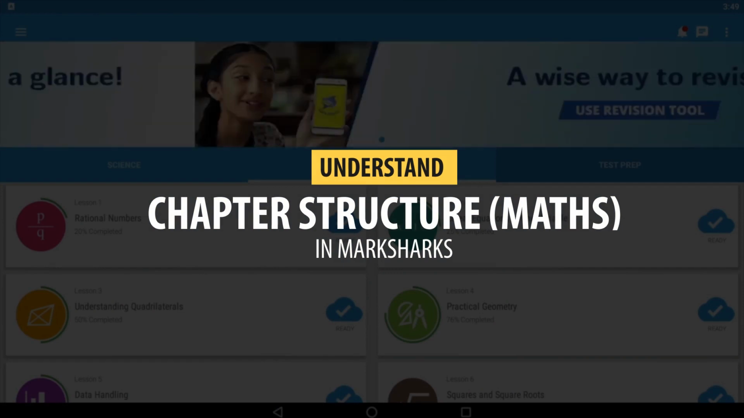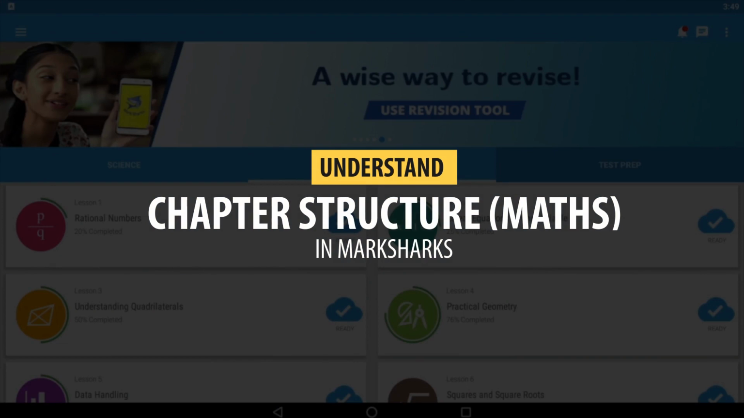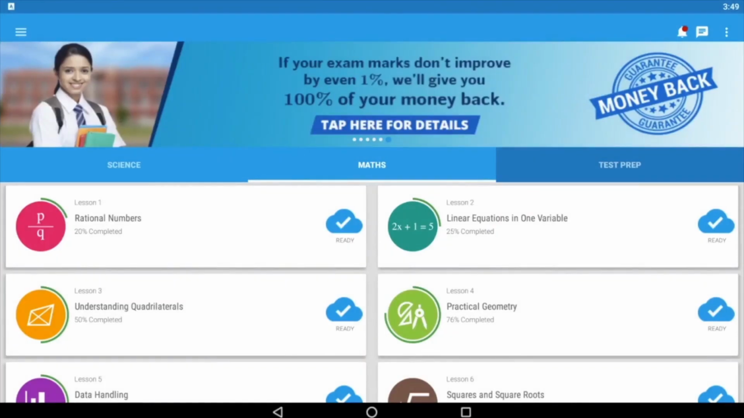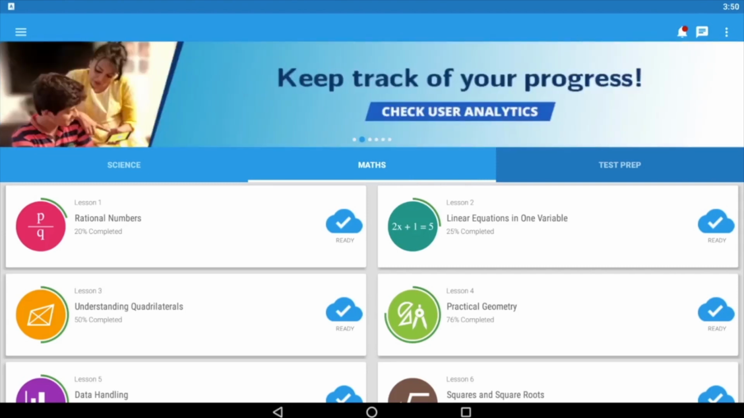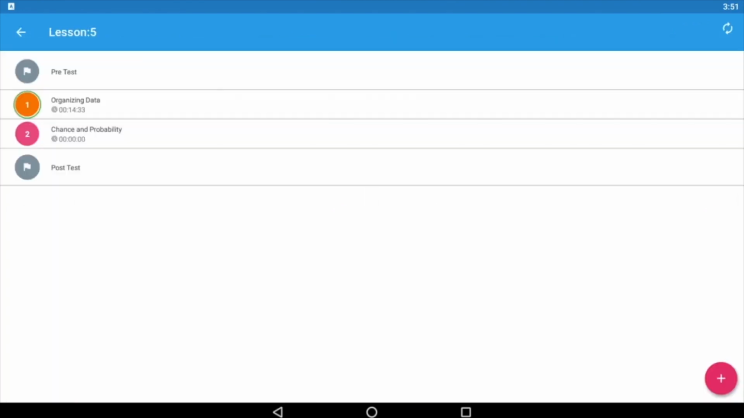Today we are going to be looking at how chapters in MarkSharks are organized. All of the chapters in each class are structured in a similar way. Familiarizing yourself with the structure will make it easier for you to develop lesson plans and help you determine how you want to use our content with your students. Let's take a look at a few chapters right now.